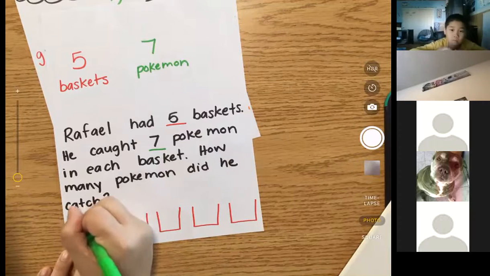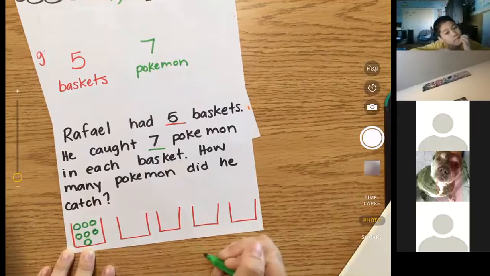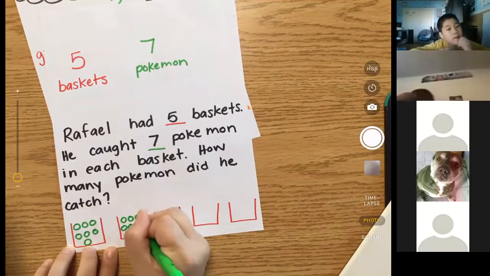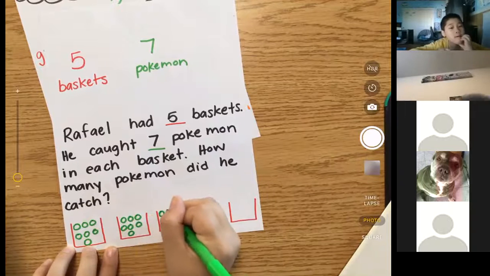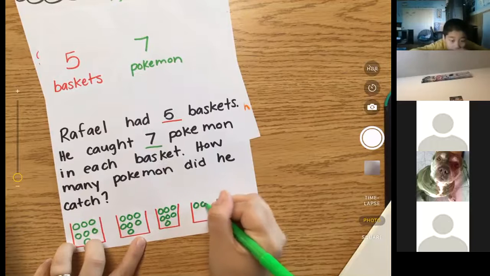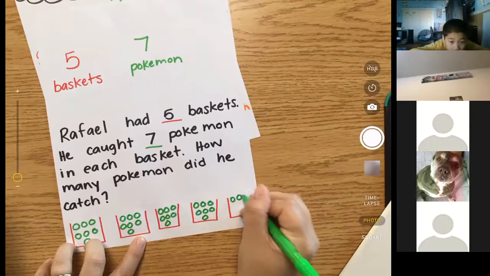So I'm gonna draw 1, 2, 3, 4, 5, 6, 7. Now I'm gonna keep going. 1, 2, 3, 4, 5, 6, 7, and the same for each remaining basket.